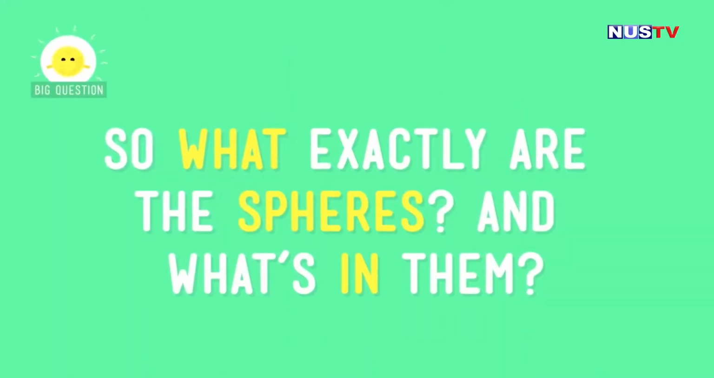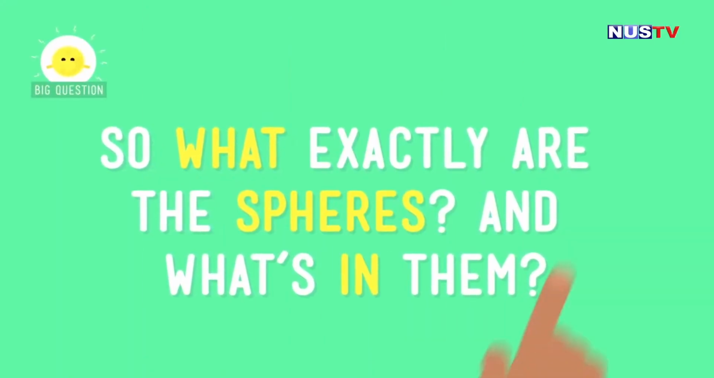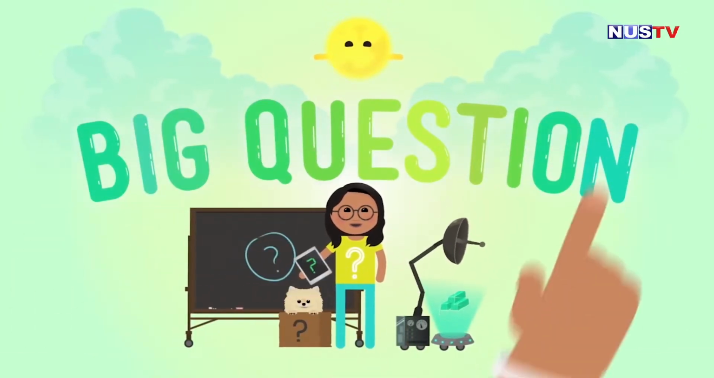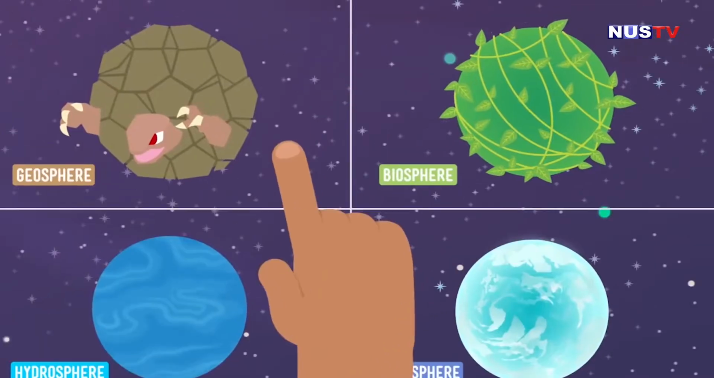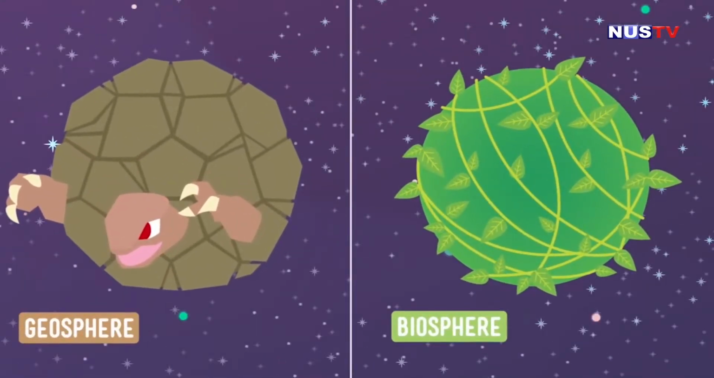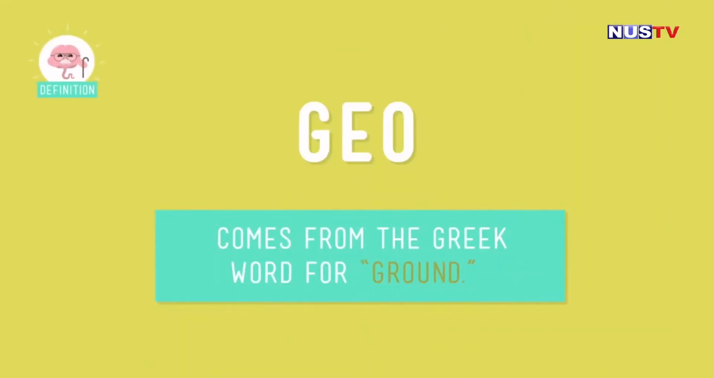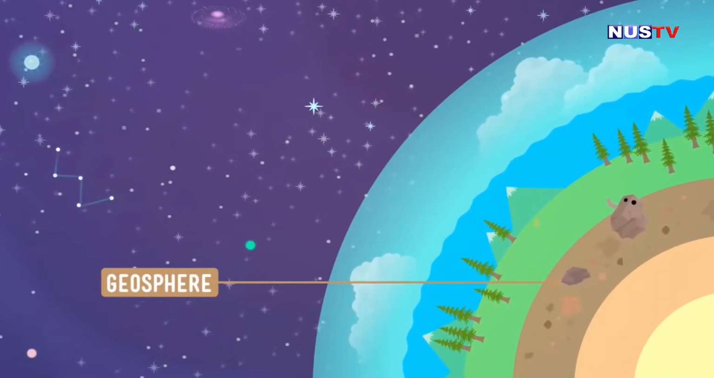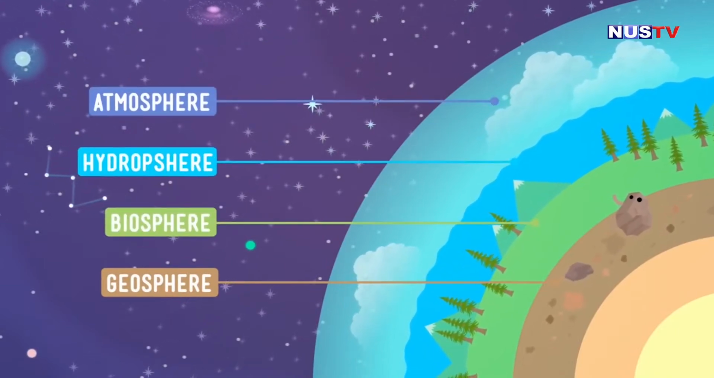So what exactly are the spheres? And what's in them? Let's take a look at 2, the geosphere and the biosphere. Up first is the geosphere. Geo comes from the Greek word for ground. You may have heard this before in words like geology or geography. It basically means having to do with the Earth. And in a way, the geosphere is kind of like the skeleton of our planet. All of the other spheres are built on top of it.